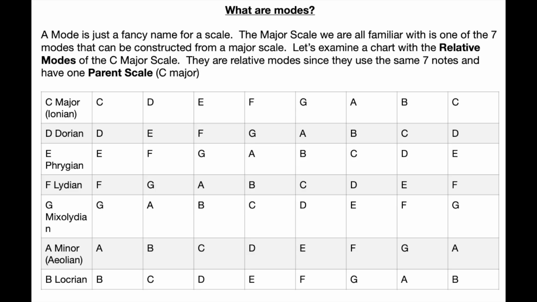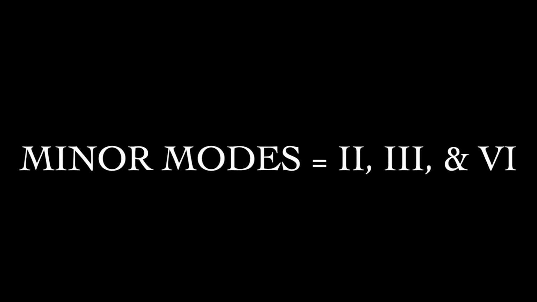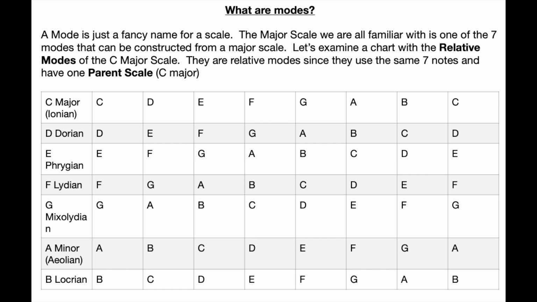Now the minor modes would be the Dorian on the 2, Phrygian on the 3, and A minor or Aeolian on the 6. So those three modes are the minor modes. And then there's one oddball in there. It's that seventh mode. That's the diminished mode because its arpeggio builds a diminished arpeggio. So here's this B Locrian.